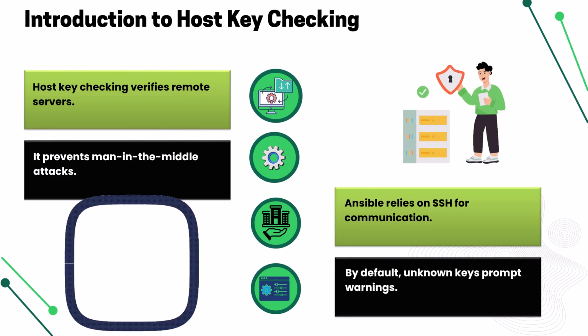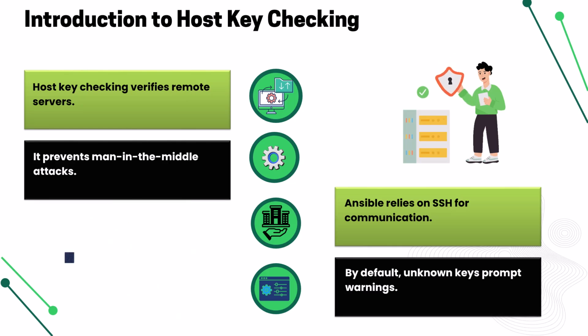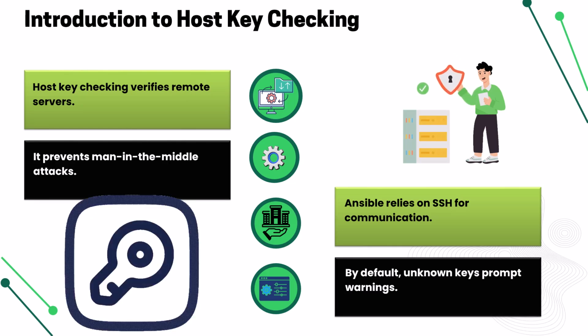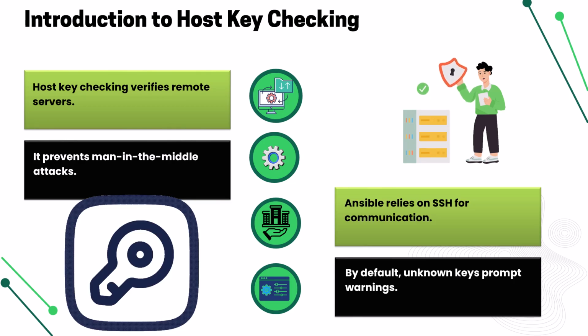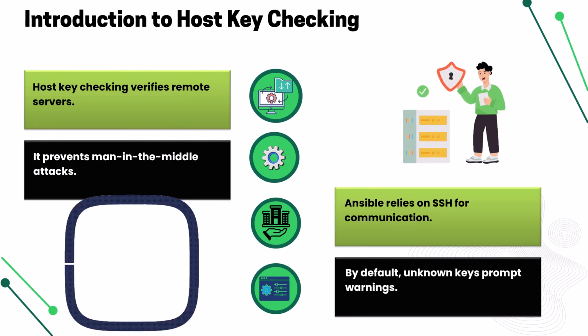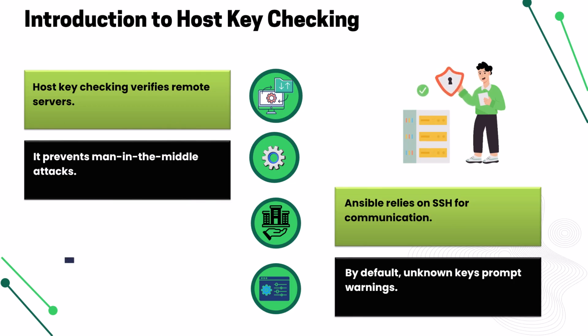Imagine sending secret messages, but you want to make sure they reach the right person. That's what host key checking does for SSH. It ensures you're talking to the right server and not a sneaky imposter. Ansible depends on SSH for automation, but when a server's key isn't recognized, it puts up a big stop sign. Handy for security, but sometimes a bit annoying.